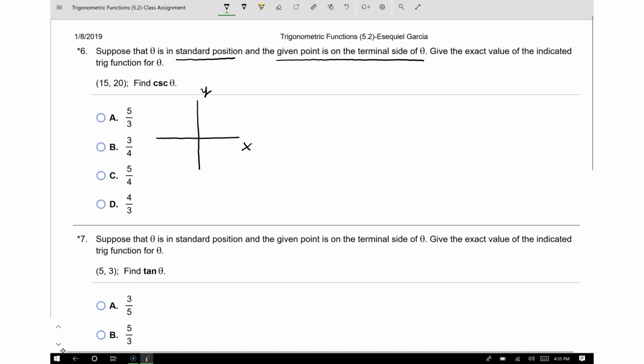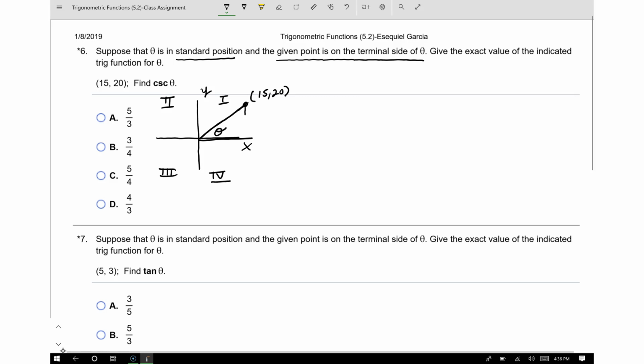And I know that this is quadrant 1, this is quadrant 2, quadrant 3, and quadrant 4. And (15, 20) is going to be in quadrant 1. This is considered to be the terminal side, and this is the initial side, and this is called theta.